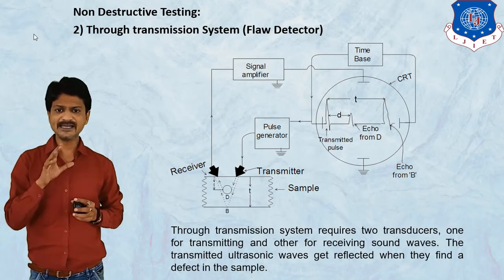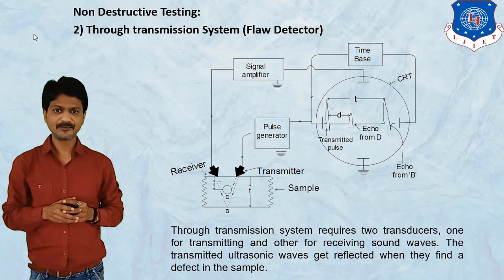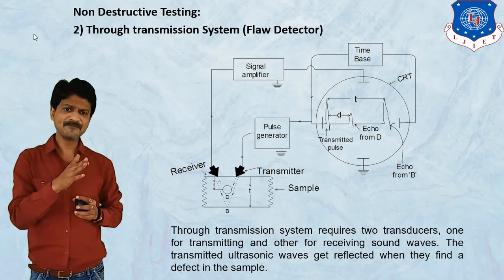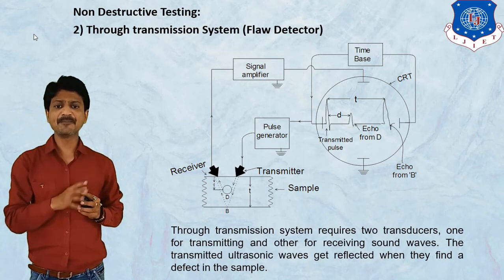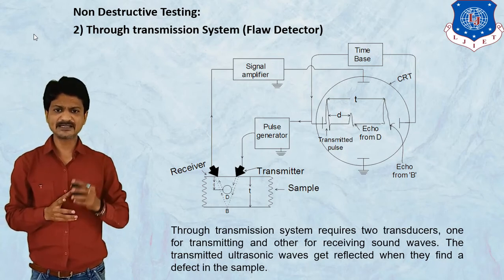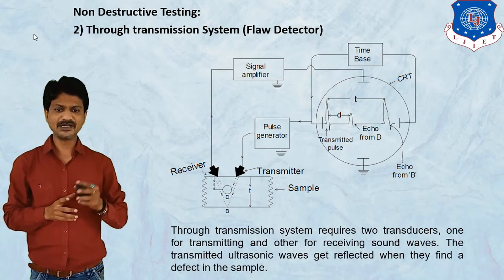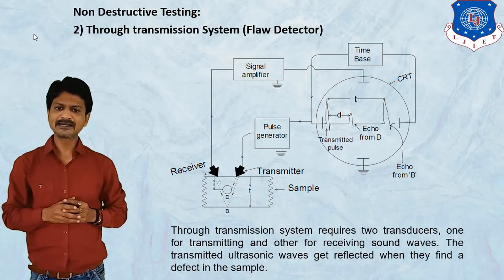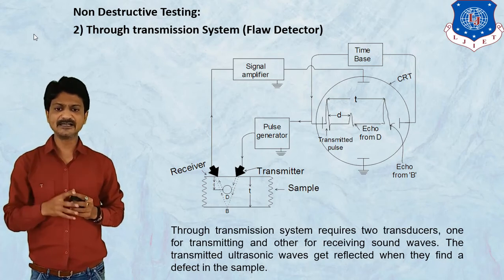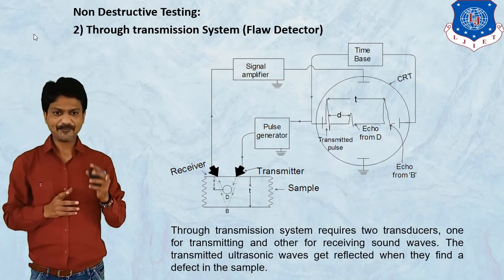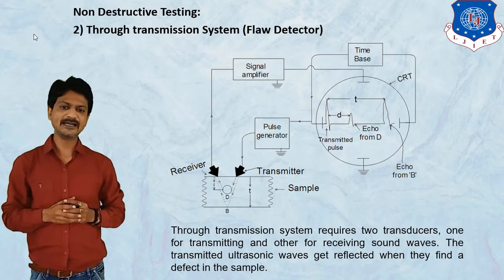Here again I repeat some important points related to this method. Comparing this method to the ultrasonic pulse echo system method, here we have used two transducers, one for transmitting purposes and second for receiving purposes. Here the received signal is applied to the CRO circuit through a signal amplifier.